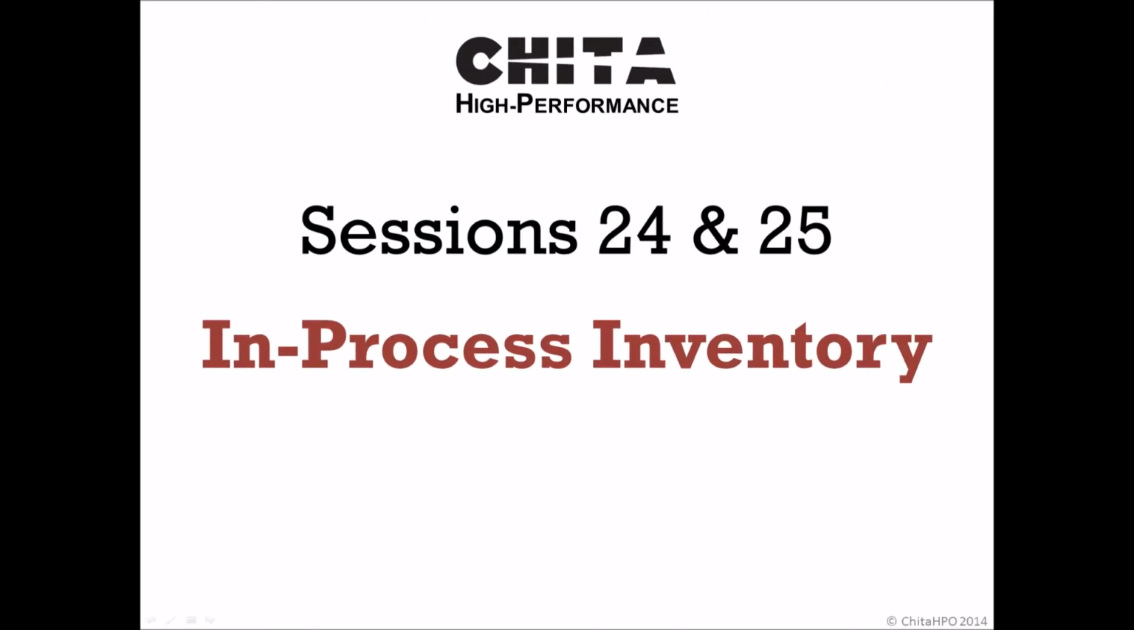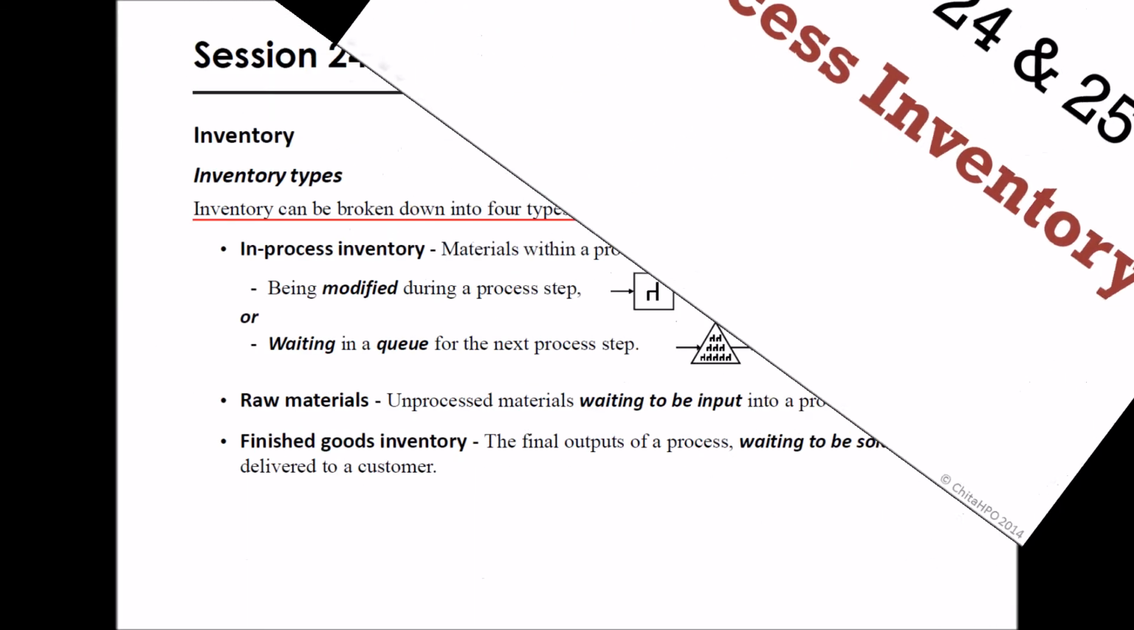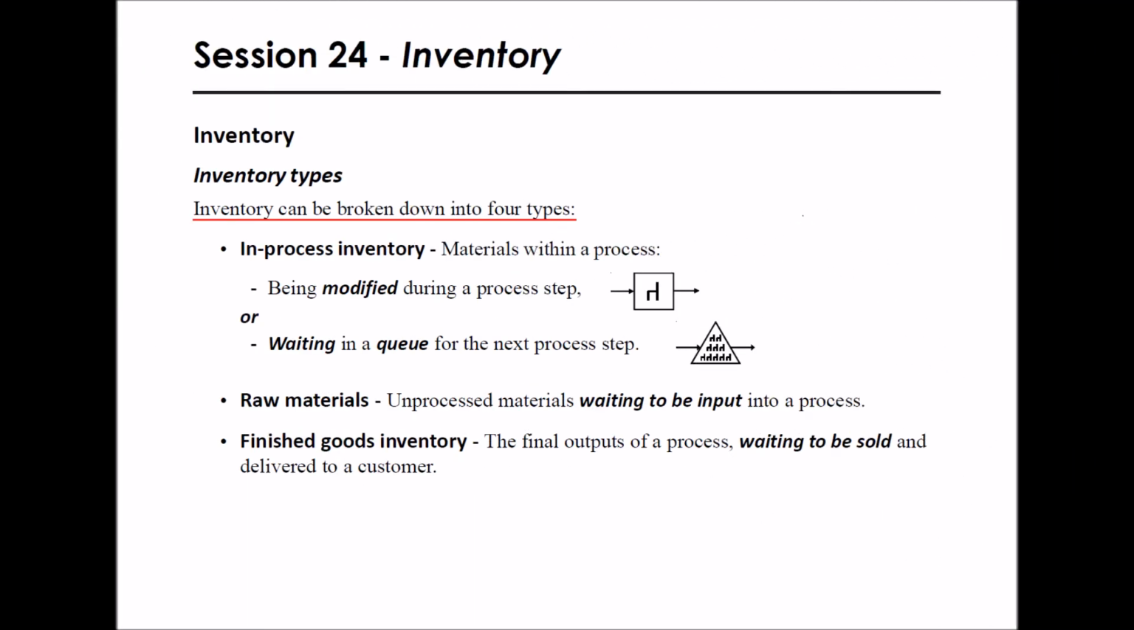Sessions 24 and 25. In-process inventory. Inventory can be broken down into four types. In-process inventory are materials within a process, either being modified during a process step or waiting in a queue for the next process step. Raw materials are unprocessed materials waiting to be input into a process. Finished goods inventory are the final outputs of a process waiting to be sold and delivered to a customer.